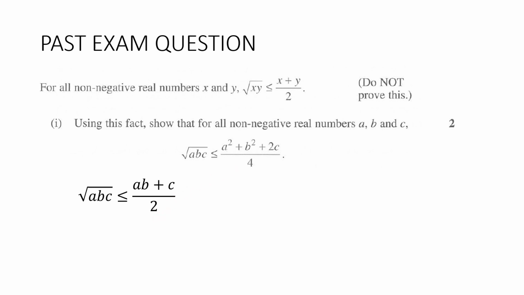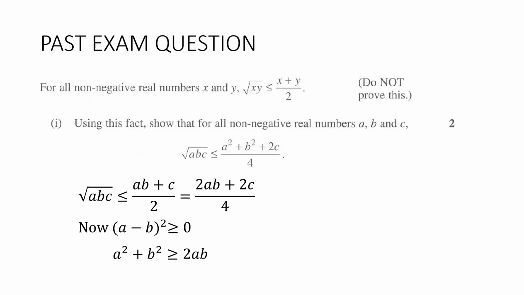All right, I can see I want a denominator of 4, so let's make that happen. That's equal to (2ab + 2c)/4. So now I've got the 2c that I want. But how do I turn 2ab into this? Is it ringing any bells for you? a squared plus b squared and 2ab. It should be, because we know that (a - b) all squared is greater than or equal to 0. Expanding that out, we get a squared plus b squared is greater than or equal to 2ab, or more importantly, 2ab is less than or equal to a squared plus b squared.